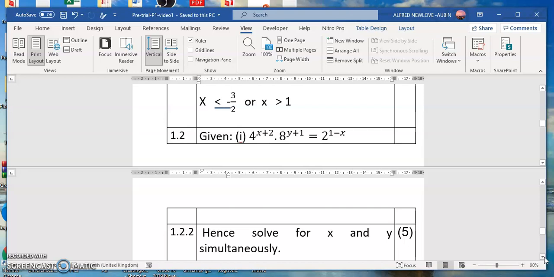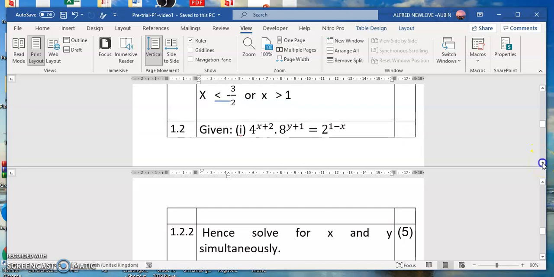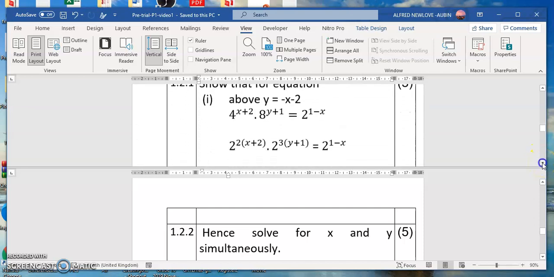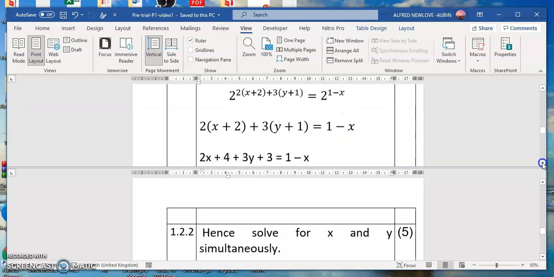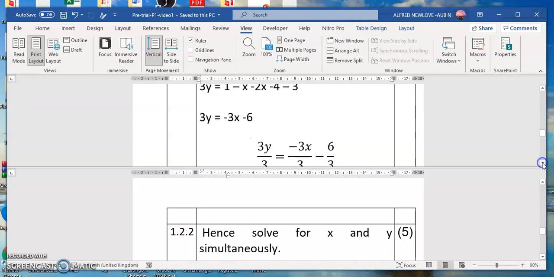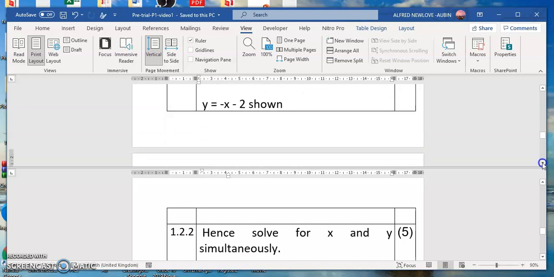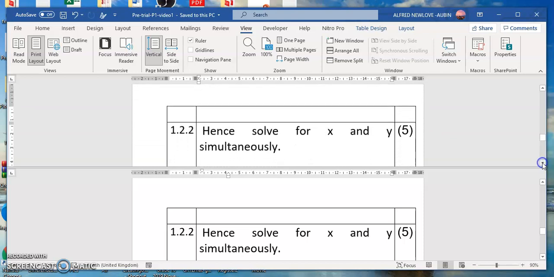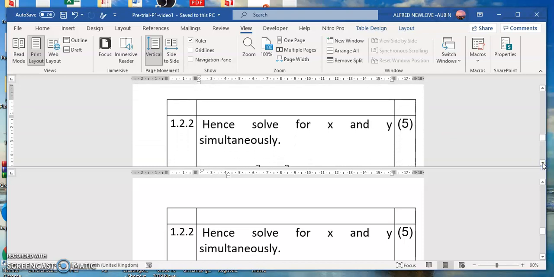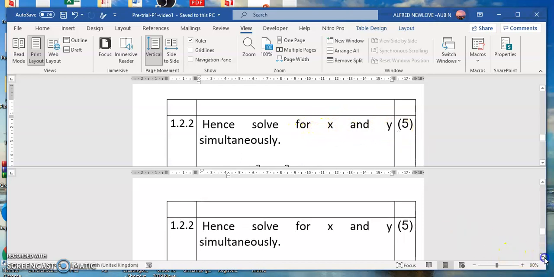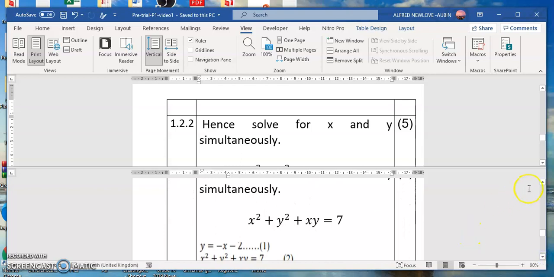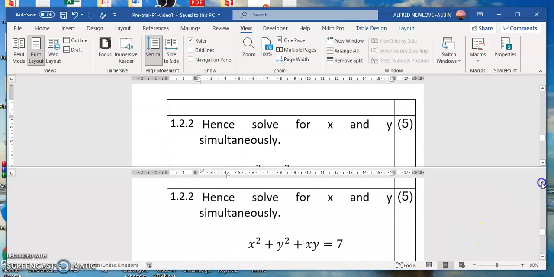The next question says, hence, solve for x and y simultaneously. So let me move this to that. So to solve it simultaneously, this is the question. How are we going to solve that simultaneously? Remember, we're given 2 equations in the question.